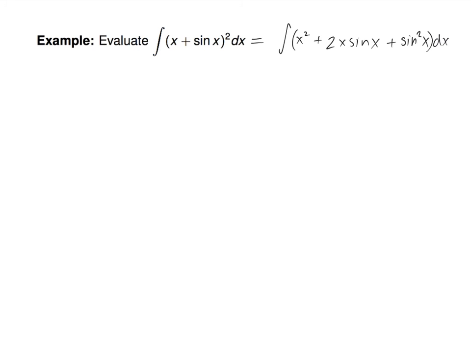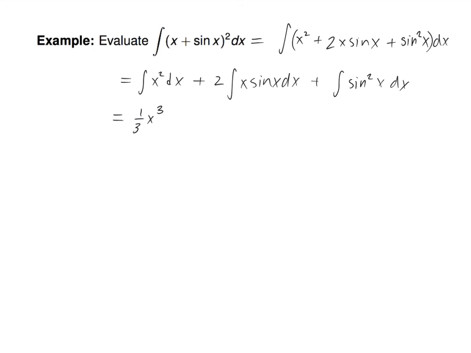There are three different terms there, and for every single term, we're going to apply a different technique. So what I mean is, I can do the integral of x squared. That's easy peasy, right? I can add twice the integral of x sine x dx, and then I can also do the integral of sine squared x dx. Do you guys agree with that? Oh, three problems in one. My favorite. One of them is really easy. Which one? First one.